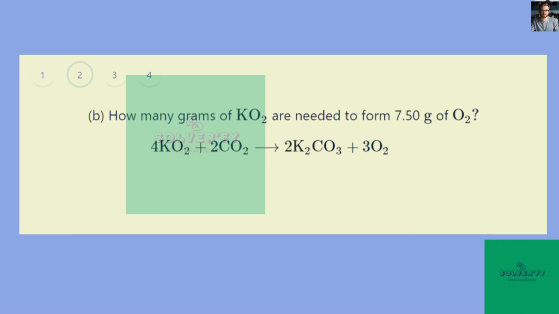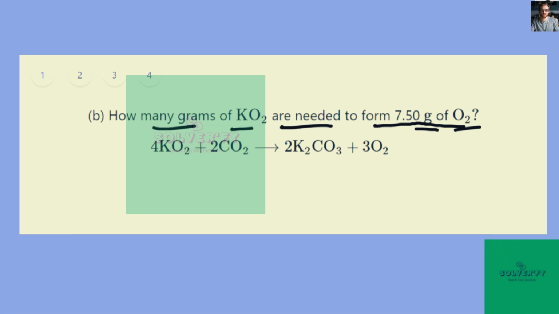Now, in the second part of this problem, we are asked to find out how many grams of KO2 are needed to form 7.5 gram of O2. So what we have to do is we just have to convert this gram into number of moles, and again we can just find out how many moles of KO2 will be required to produce that much mole of O2, and from there we can find out how many grams of KO2 will be needed to form 7.5 gram O2.